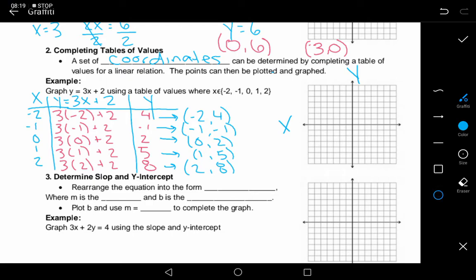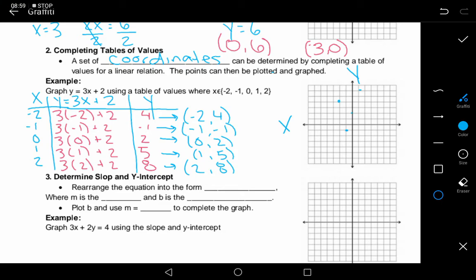So on the x, I'm going to go to -2, -2, 4. 1, 2, 3, 4. Then I'm going to go -1, -1, 0, 2, 1, 5, and 2, 8. So 2, 8, that's off.